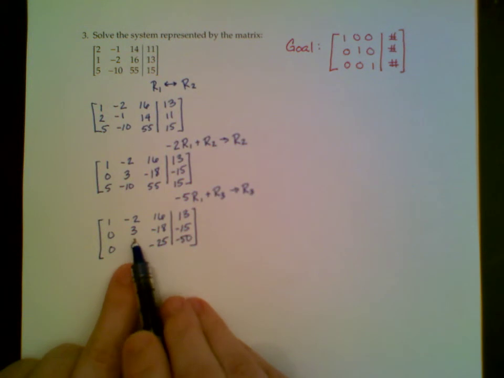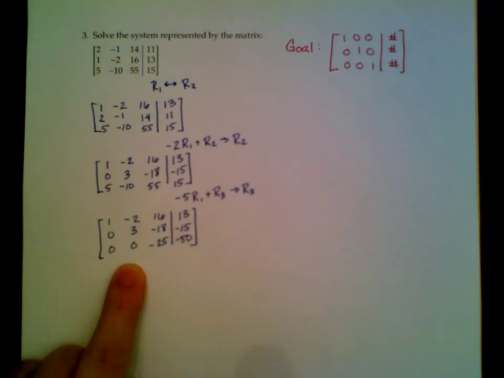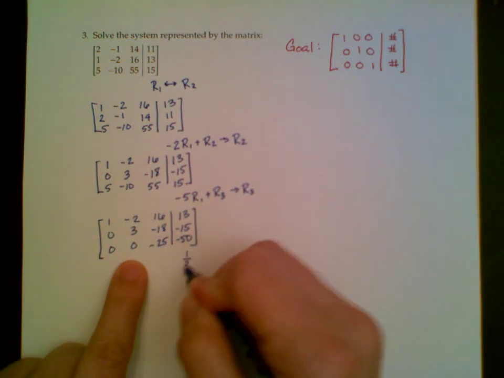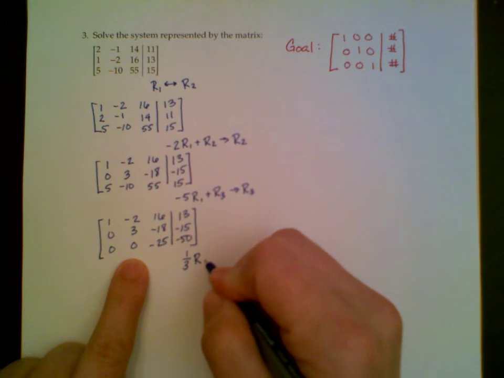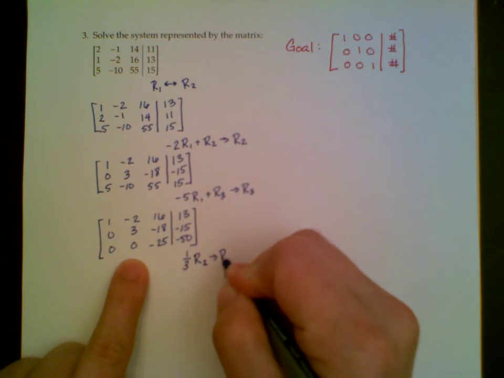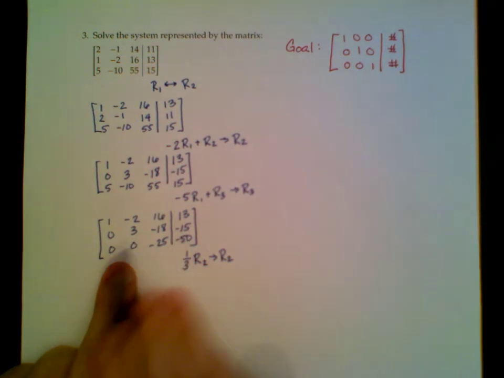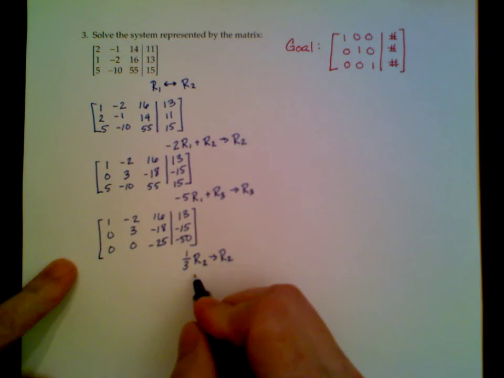Column 2, I want to change this 3 into a 1, and I can do that by multiplying by 1/3. So 1/3 times row 2, store that in row 2. And this is going to be nice. Notice that everything in row 2 is divisible by 3, so I won't have to deal with any fractions.